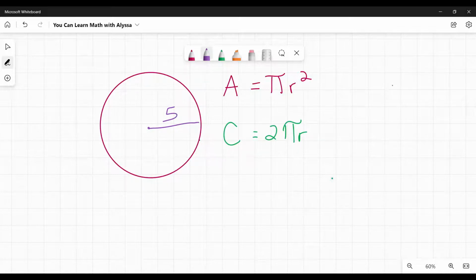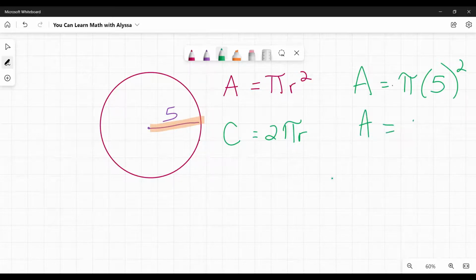And the question says, what is the area of this circle? Well, let's use our formula. So in this case, r, the radius, is 5. We see that. It's the line from the center to the edge. It's 5. So the area, I'm going to use my formula. Area equals pi times the radius squared. And I know my radius is, there's my green, 5. So 5 squared is 25. My area is 25 times pi.